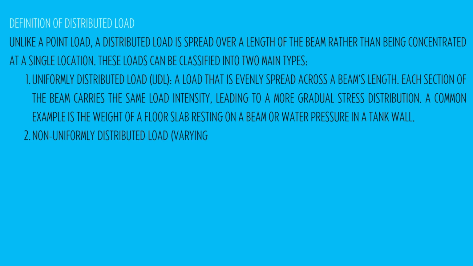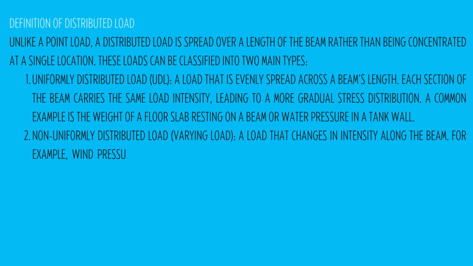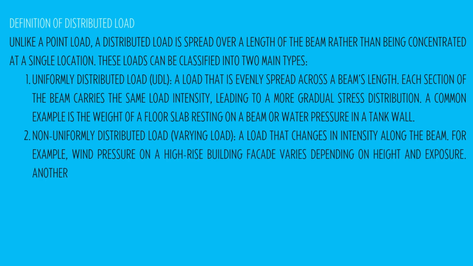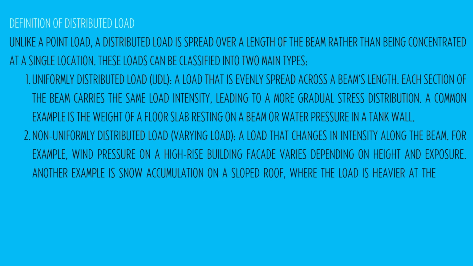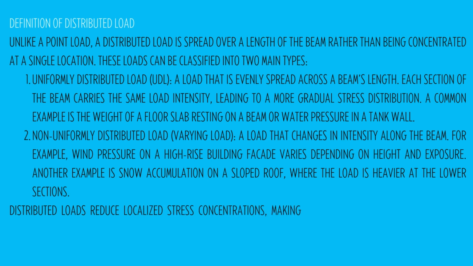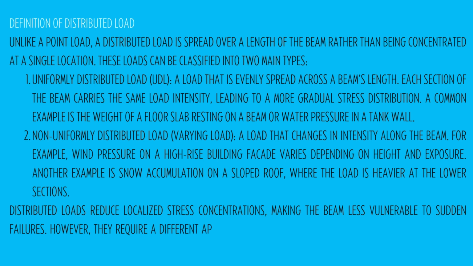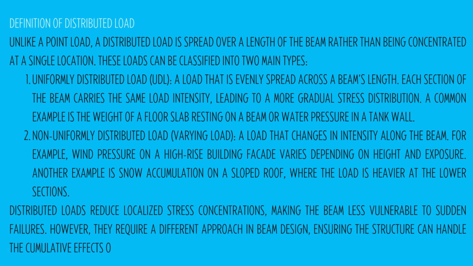2. Non-uniformly distributed load, varying load, a load that changes in intensity along the beam. For example, wind pressure on a high-rise building facade varies depending on height and exposure. Another example is snow accumulation on a sloped roof, where the load is heavier at the lower sections. Distributed loads reduce localized stress concentrations, making the beam less vulnerable to sudden failures. However, they require a different approach in beam design, ensuring the structure can handle the cumulative effects of the load over its entire span.